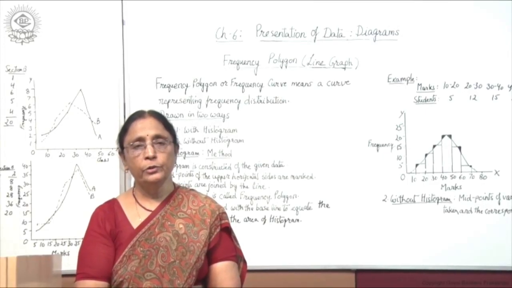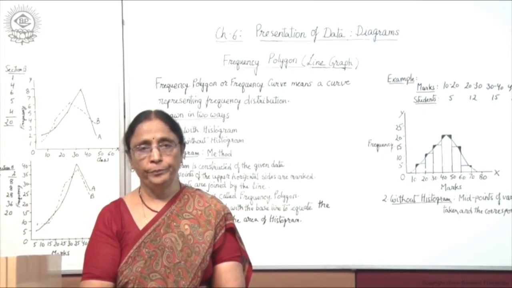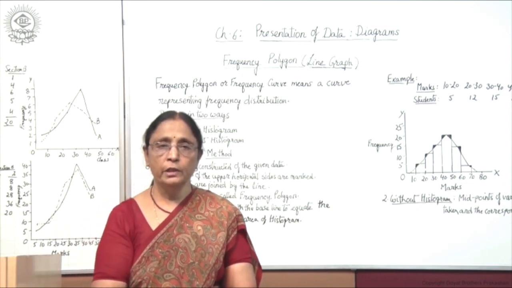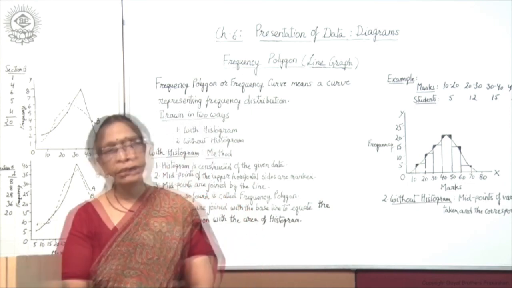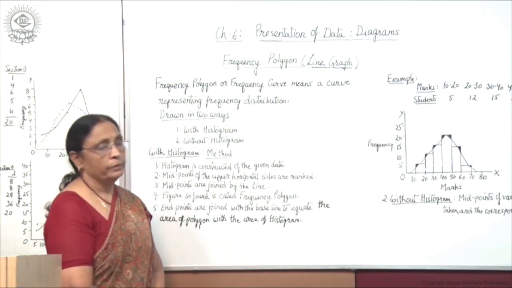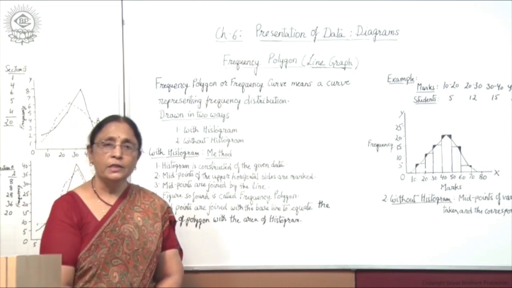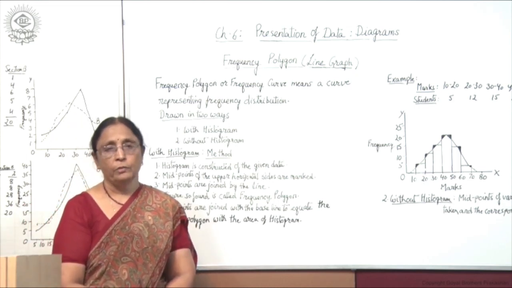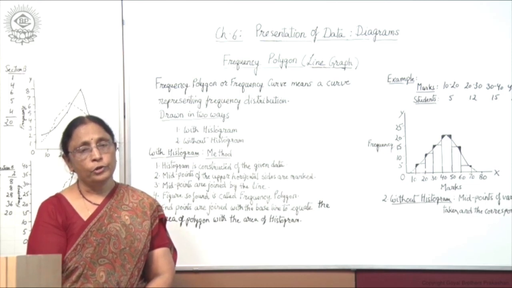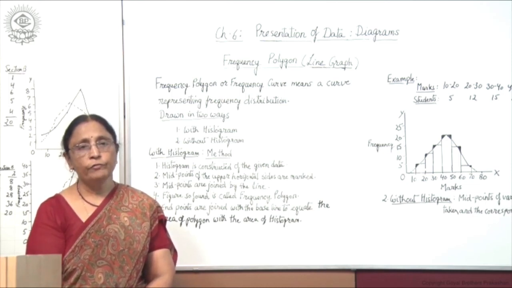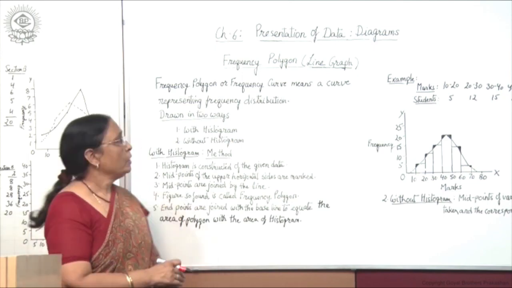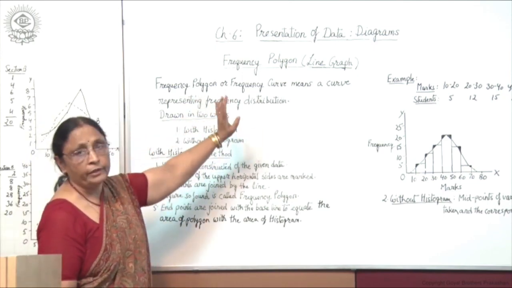Children, today I will tell you about frequency polygon. These types of diagrams are also based on frequency distribution, as we have learned in the case of histogram. Frequency polygons are also known as line graphs, because they are drawn on the basis of joined points, with the help of lines. So, this is also known as a line graph.